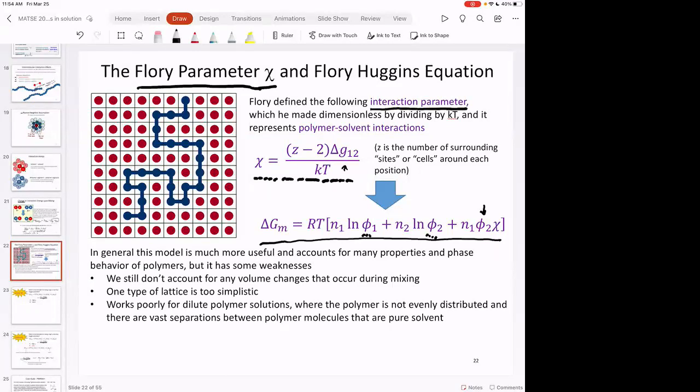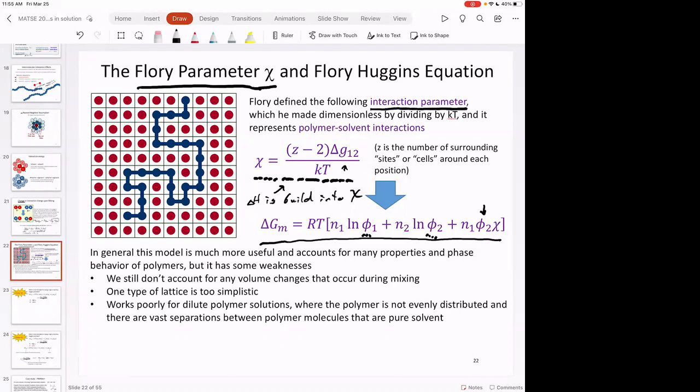So we don't necessarily calculate delta H and delta S separately in Flory-Huggins, but the delta H is built into Chi. So you'll derive this equation in your higher level polymer classes. I think it's derived in the book, so you could check that out if you want. We don't need to derive it in this class.